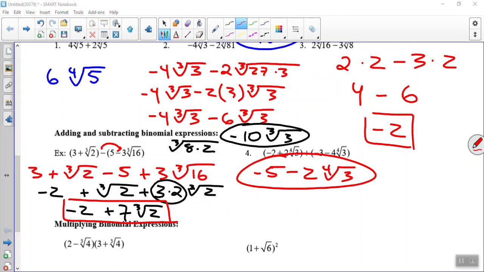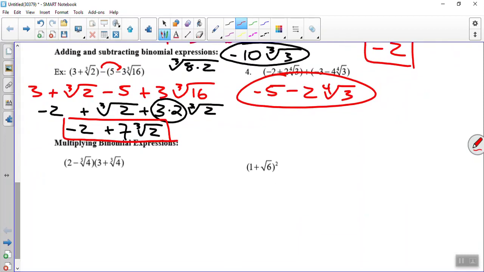All right. So number 4, pretty straightforward. It's already the same index, already the same base, just combine like terms. Negative 5 minus 2, 4th root of 3. Okay. Adding and subtracting, pretty straightforward. You just need to apply what you did above with making sure the index and base is the same.